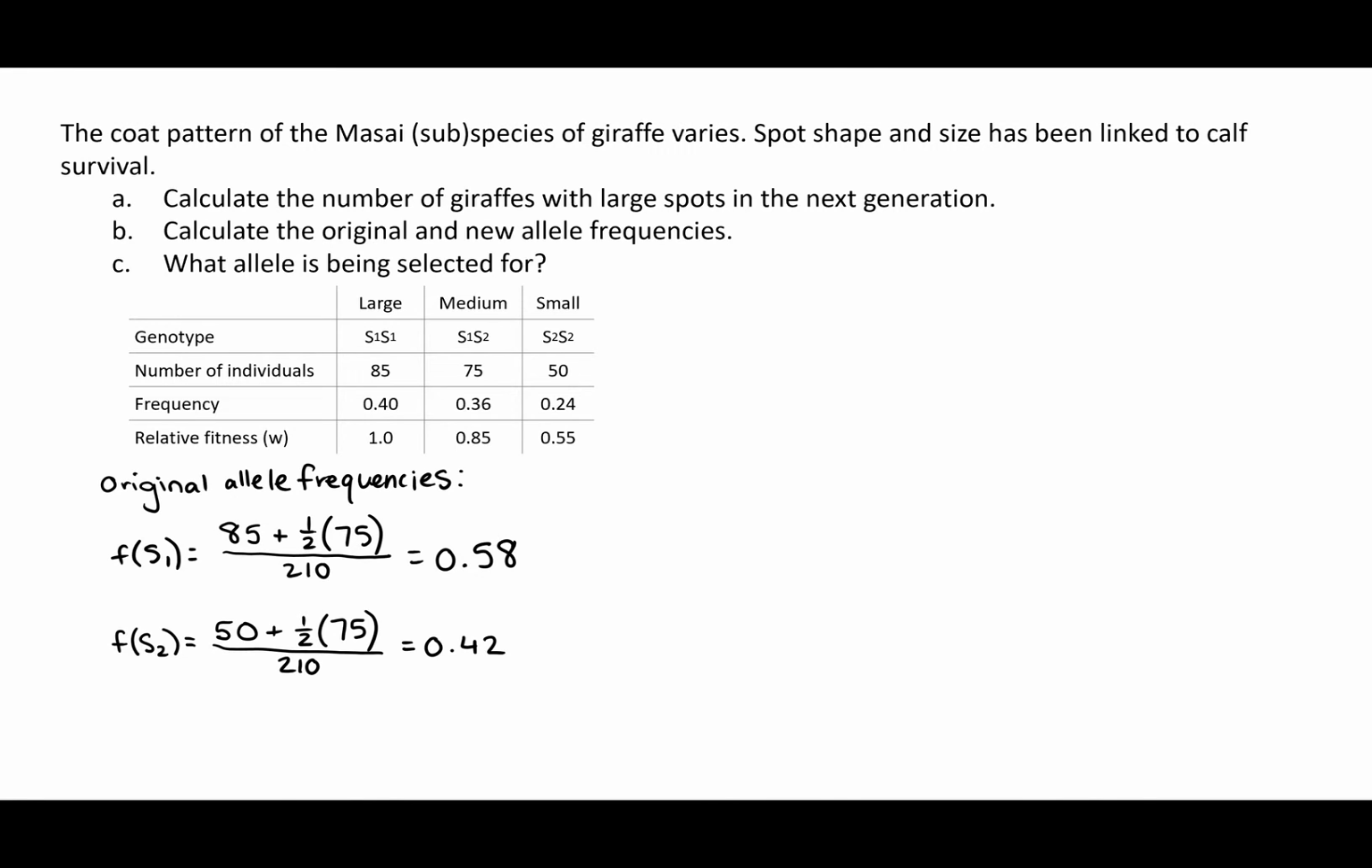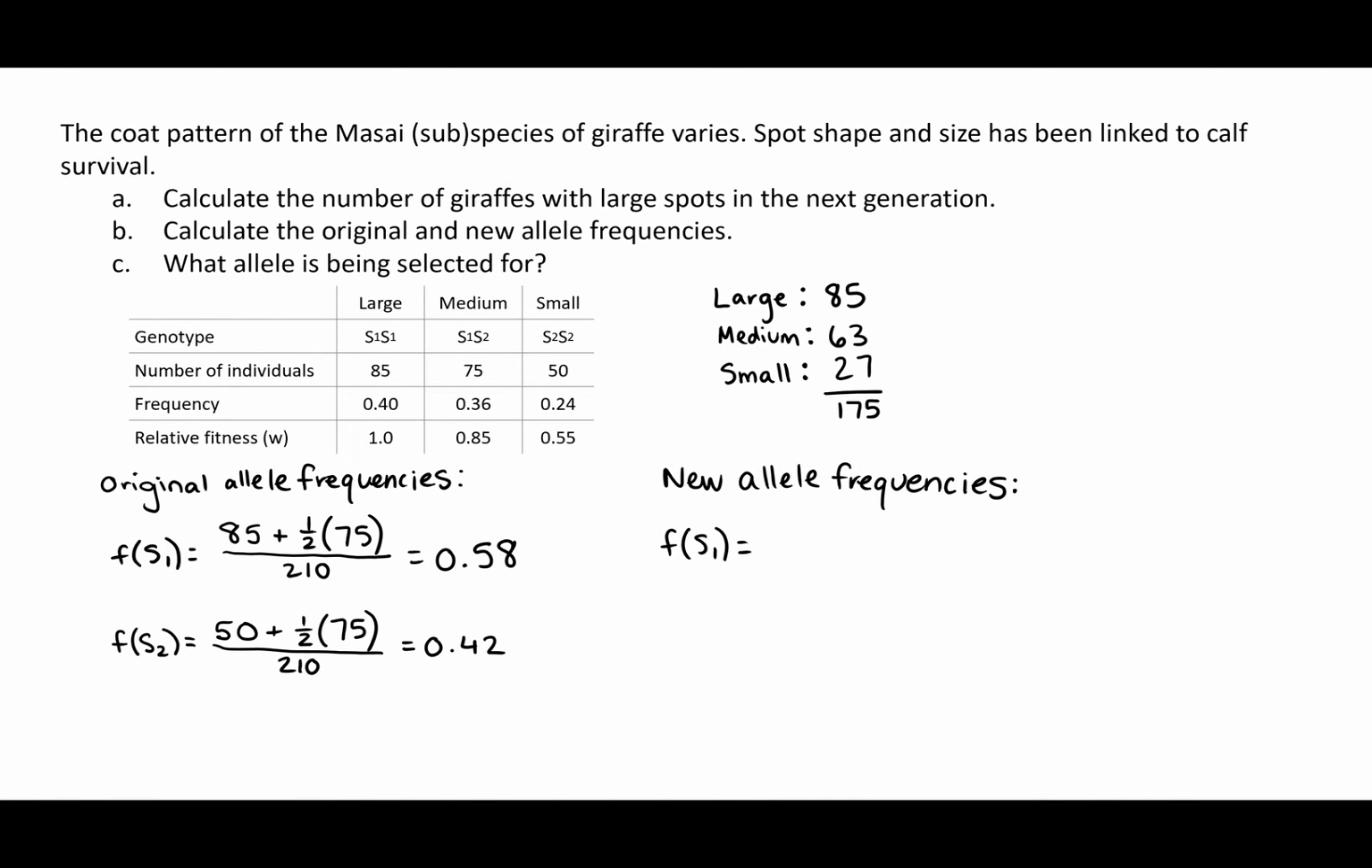Now we're going to move on to our new generation's allele frequencies, which we figured out those numbers of our population in our last part of the question. So we had 85 large, 63 medium, 27 small, for a total of 175. So we'll calculate those frequencies. So the frequency of the S1 allele, we take that 85 for the homozygous S1, and then we take half of 63, which is the heterozygous genotype, and then we divide that all by 175, which is our new generation's total number of individuals, and we get 0.67.